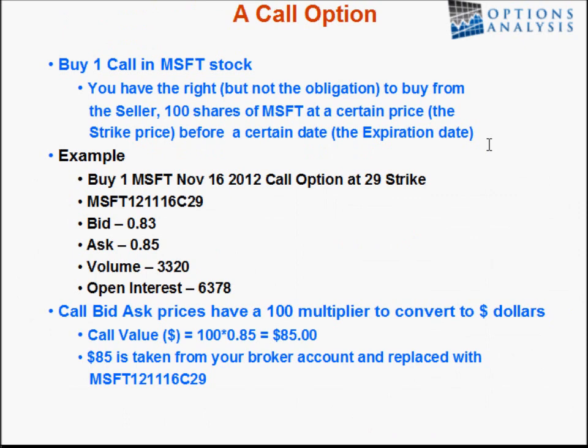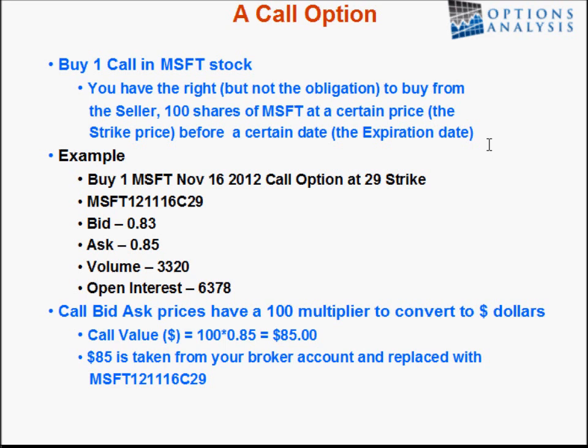What is a call option? A typical call option would be, I want to buy one call in Microsoft stock. A call option gives you the right, but not the obligation, to buy from the seller of the call option 100 shares of Microsoft stock at a certain price, which we call the strike price, before a certain date, which we call the expiration date.